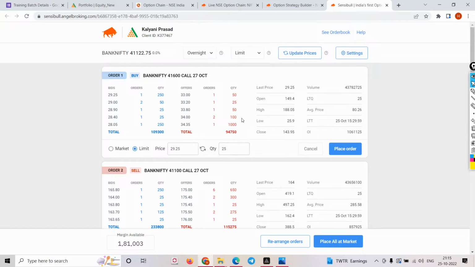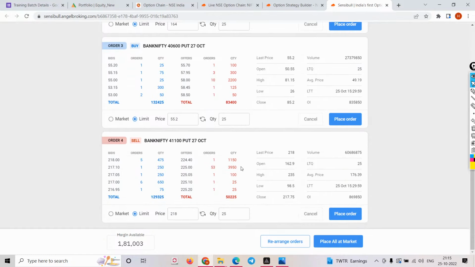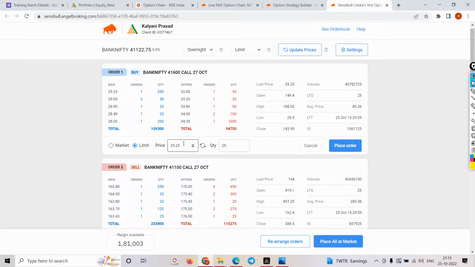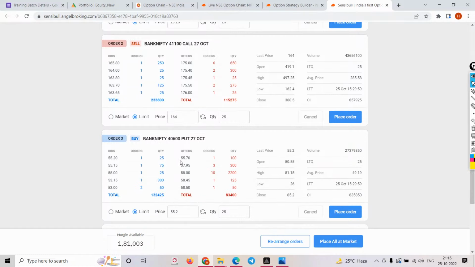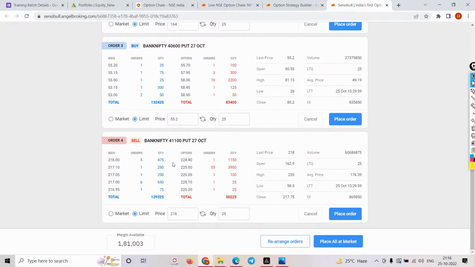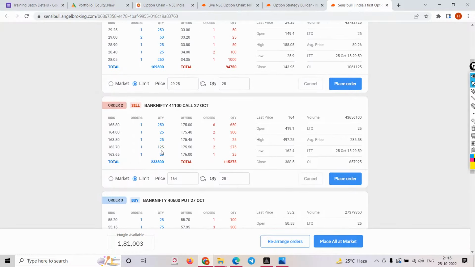Before placing all the orders, I'll quickly check the bid and ask price. I'll see 29, 33. Okay, two rupees. Then 175, 165. See, there is a huge difference, 10 rupees. Again, 55, 55. This is fine. Then 218, 224, so this has a huge 10 rupees difference. So what I'll do is either wait or go for a limit order.